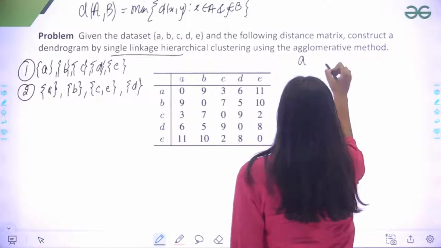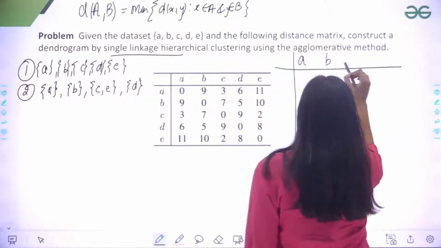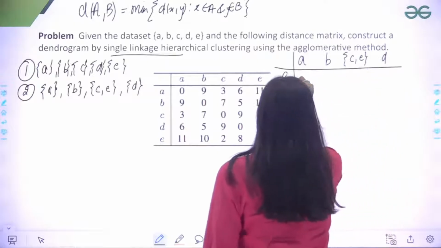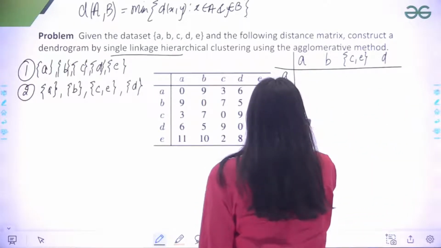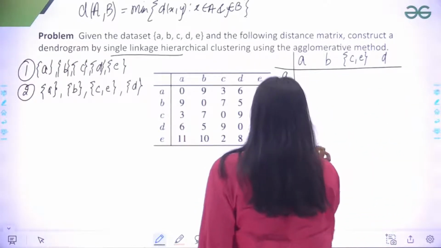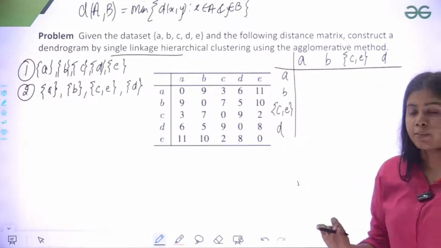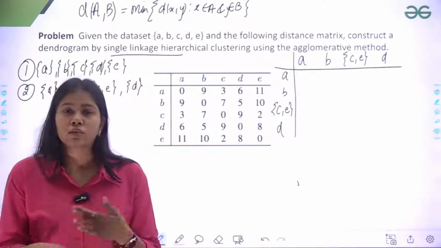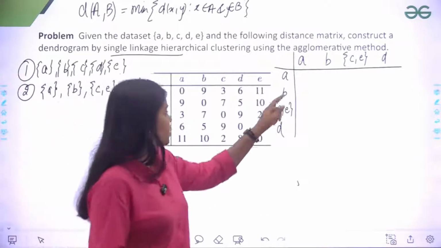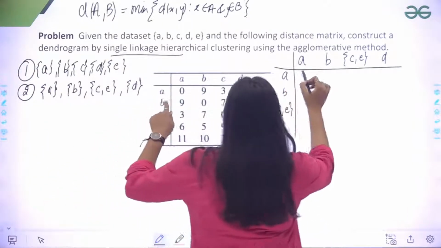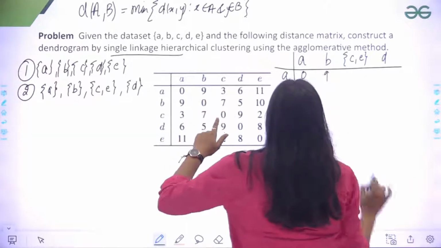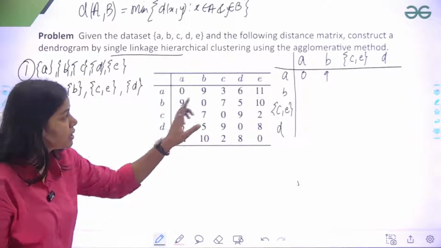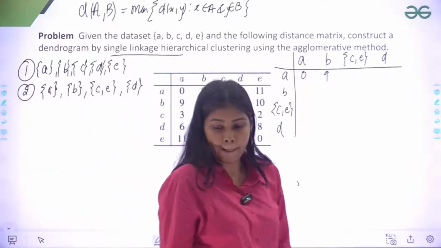So let's say A, B, then C comma E, and then D. I have to find out the distance between each of them, right? To know which has the minimum distance, so next what I'll combine. Distance of A with A is 0. Distance of A with B is 9. Can anyone tell me, using single linkage clustering, what is the distance of A with CE?